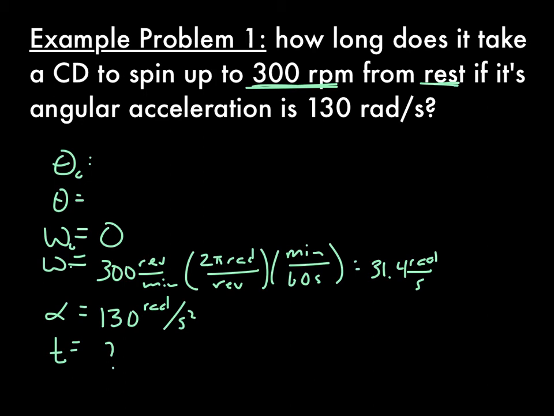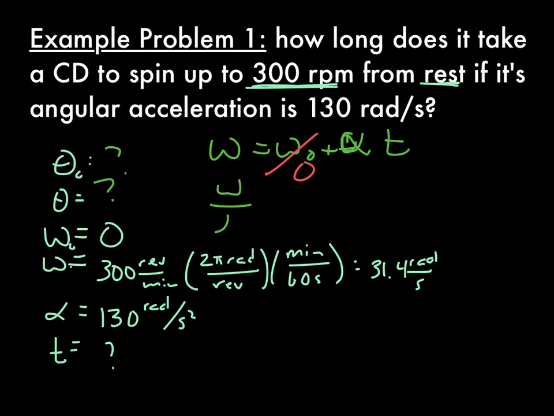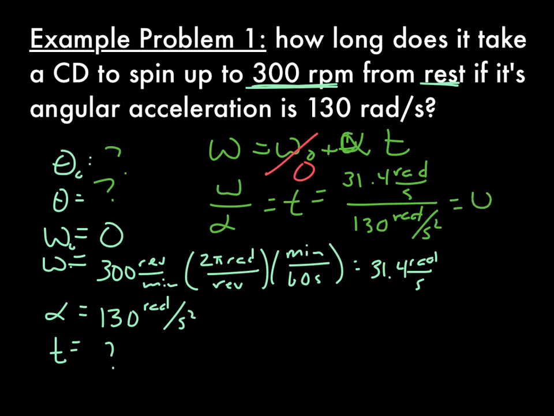So what you'll do, you will use the exact same equation. You don't know any of these, so we'll use omega equals omega naught plus alpha t. You know your omega naught is 0, so you get omega over alpha equals t, which equals 31.4 rad per second over 130 radians per second squared, and you should get 0.242 seconds, just like one-dimensional motion problems. All right, let's work another one real quick.